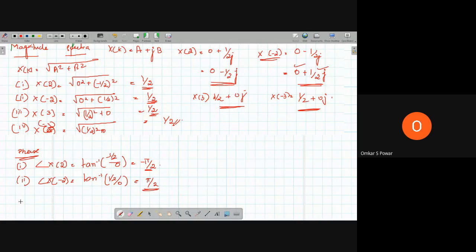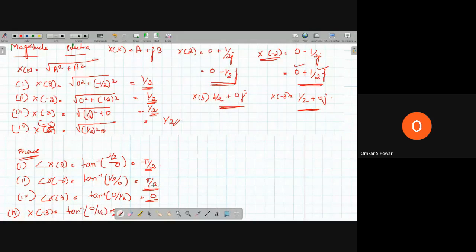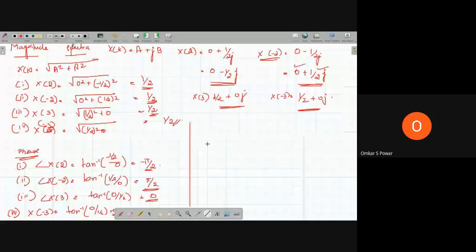So this is similar. I did not elaborate on that. Then angle of x of 3, tan inverse of, here b is 0 and your a, let it be anything, it will be 0. Then what have you got at the last? X of minus 3, again it is tan inverse of 0 by half, which is 0. So we have got our magnitude, we have got our angle. So what is left is we have to plot it. So let me plot them, magnitude spectra and phase spectra.